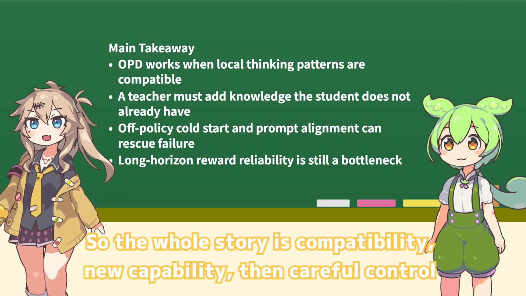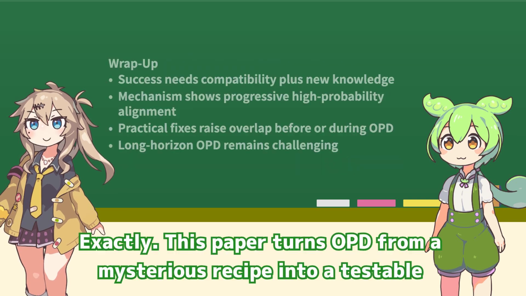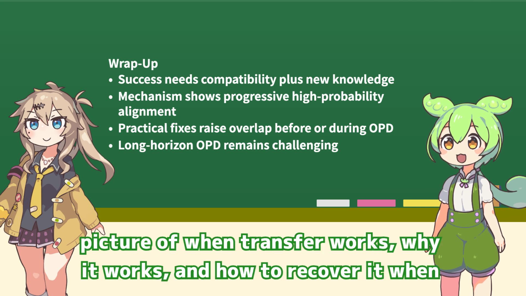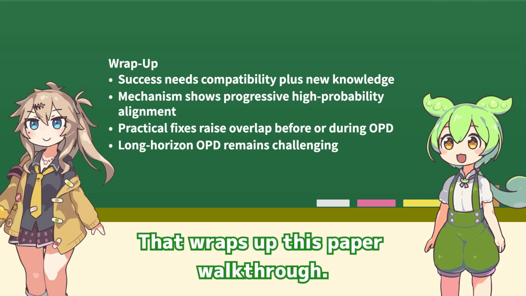So the whole story is compatibility, new capability, then careful control of the local token signal. Exactly. This paper turns OPD from a mysterious recipe into a testable picture of when transfer works, why it works, and how to recover it when it breaks. That wraps up this paper walkthrough.